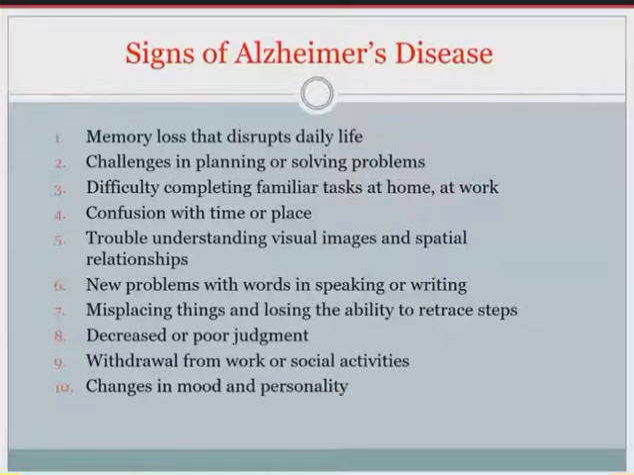They will have a difficulty in performing those things. The patient may have confusion with time or place, and trouble understanding visual images. They have a problem understanding the relationship with family members, and new problems with words in speaking or writing. Because of that, the patient may be mute in the later stages of life. Similarly, misplacing things and losing the ability to retrace steps, decreased or poor judgment. Finally, the patient may withdraw from work or social activities and from family members, with change in mood and personality.